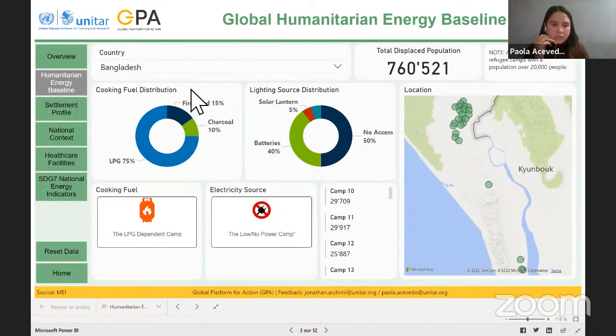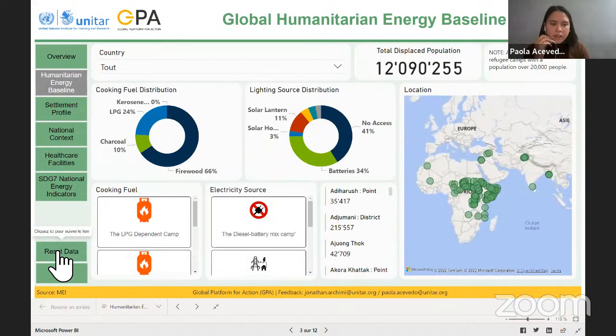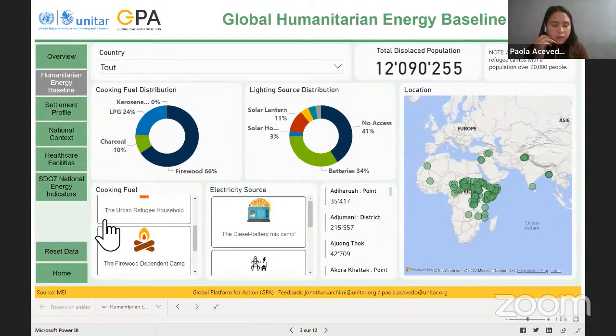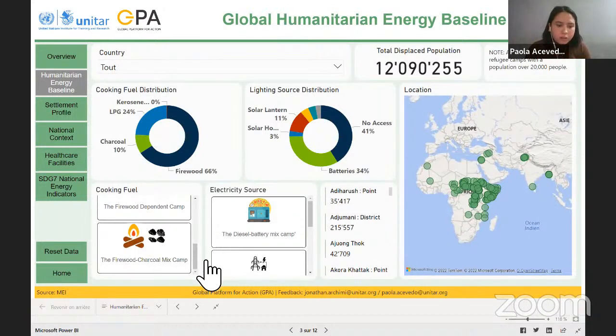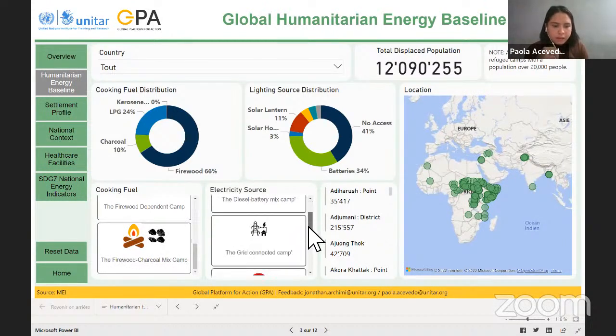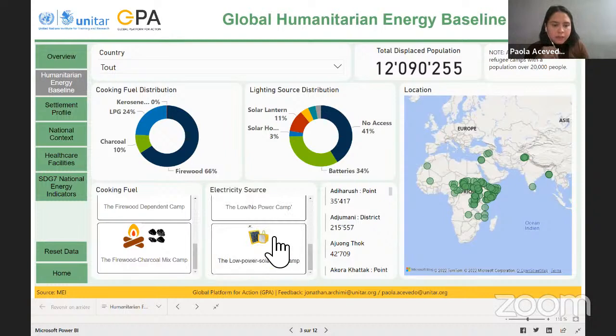So these different distributions, we have a reset data button here, and these different distributions come from cooking fuel: the LPG dependent camp, the urban refugee household, the firewood dependent camp, and the firewood charcoal mix. And for electricity source, we have the diesel battery mix camp, the grid connected camp, the low no power camp, and the low power solar mix camp.